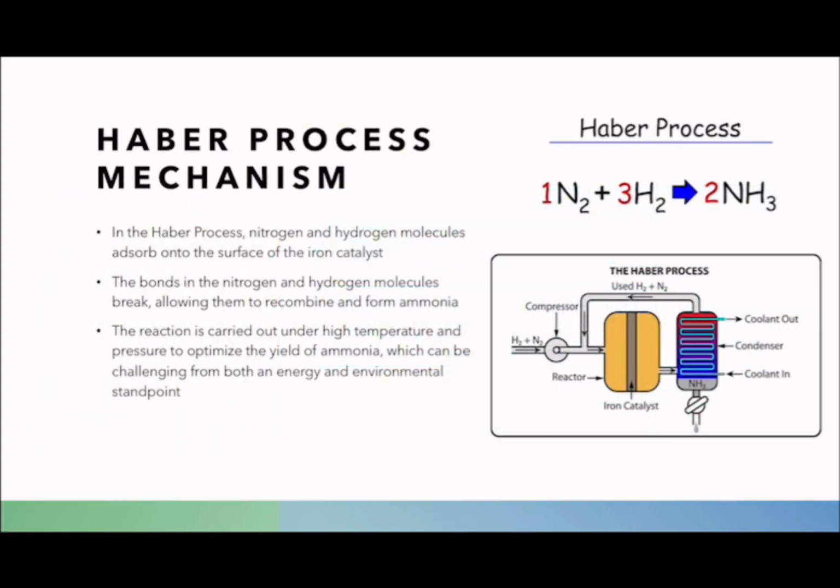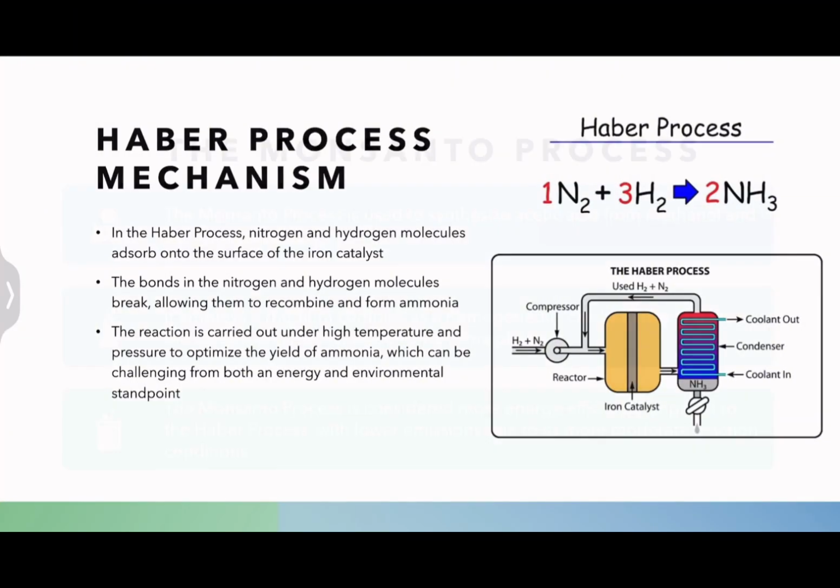Haber process mechanism. In the Haber process, nitrogen and hydrogen molecules adsorb onto the surface of the iron catalyst. The bonds in the nitrogen and hydrogen molecules break, allowing them to recombine and form ammonia. The reaction is carried out under high temperature and pressure to optimize the yield of ammonia, which can be challenging from both an energy and environmental standpoint.